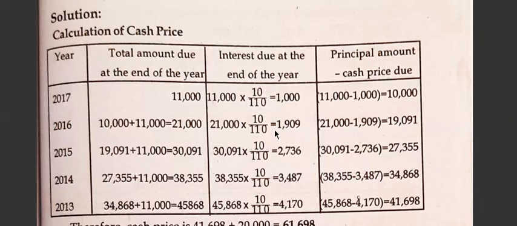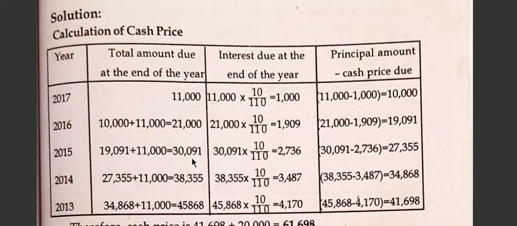21,000 into 10 by 110, you will get 1,909. Now deduct the interest from the principal: 21,000 minus 1,909, you will get 19,091. Now again, 2015: bring that 19,091 plus 11,000 installment, add, you will get 30,091. Again calculate the same way. 30,091 into 10 divided by 110, you will get 2,736.